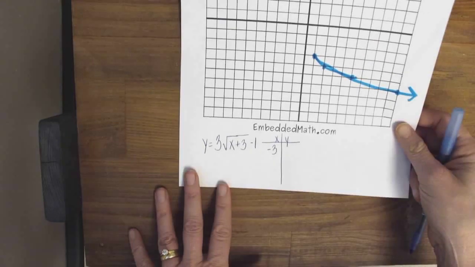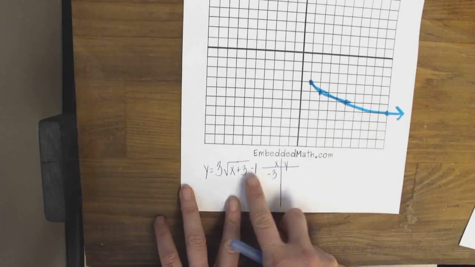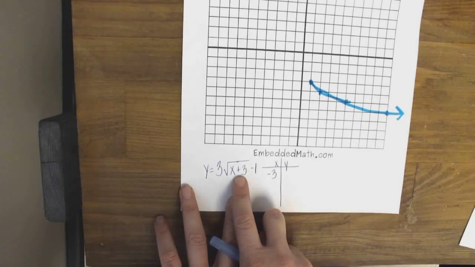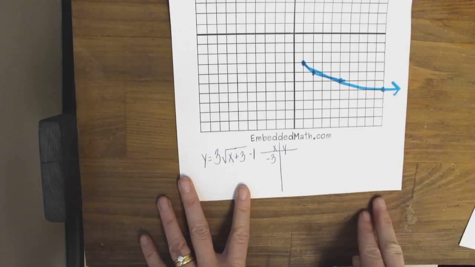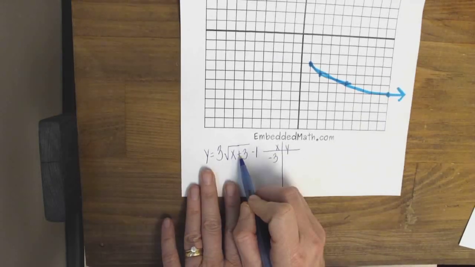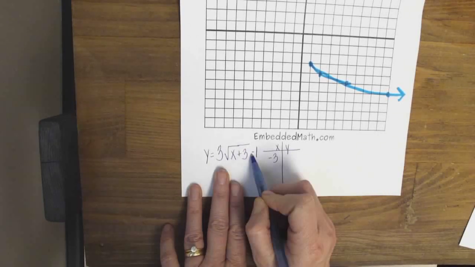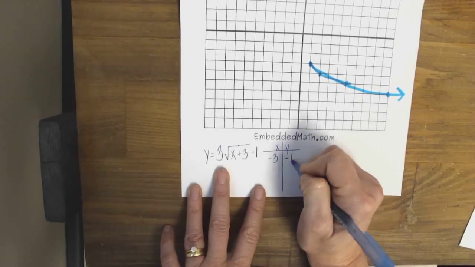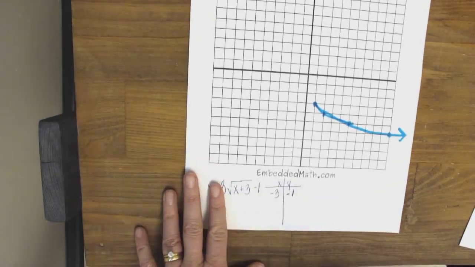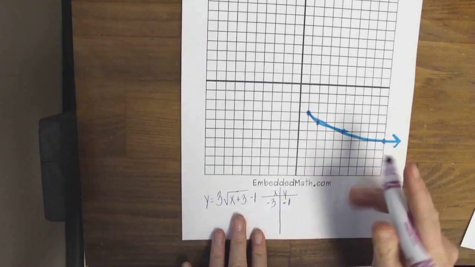Let's try another one. So we have this guy right here. Again, I'm going to start with what value of x will make my radicand 0, because I know the square root of 0. I'm going to choose -3. -3 plus 3 is 0. Square root of 0 is 0. 0 times 3 is 0. 0 minus 1 is -1. I'm sure it is no surprise that this graph is starting at -3, -1.